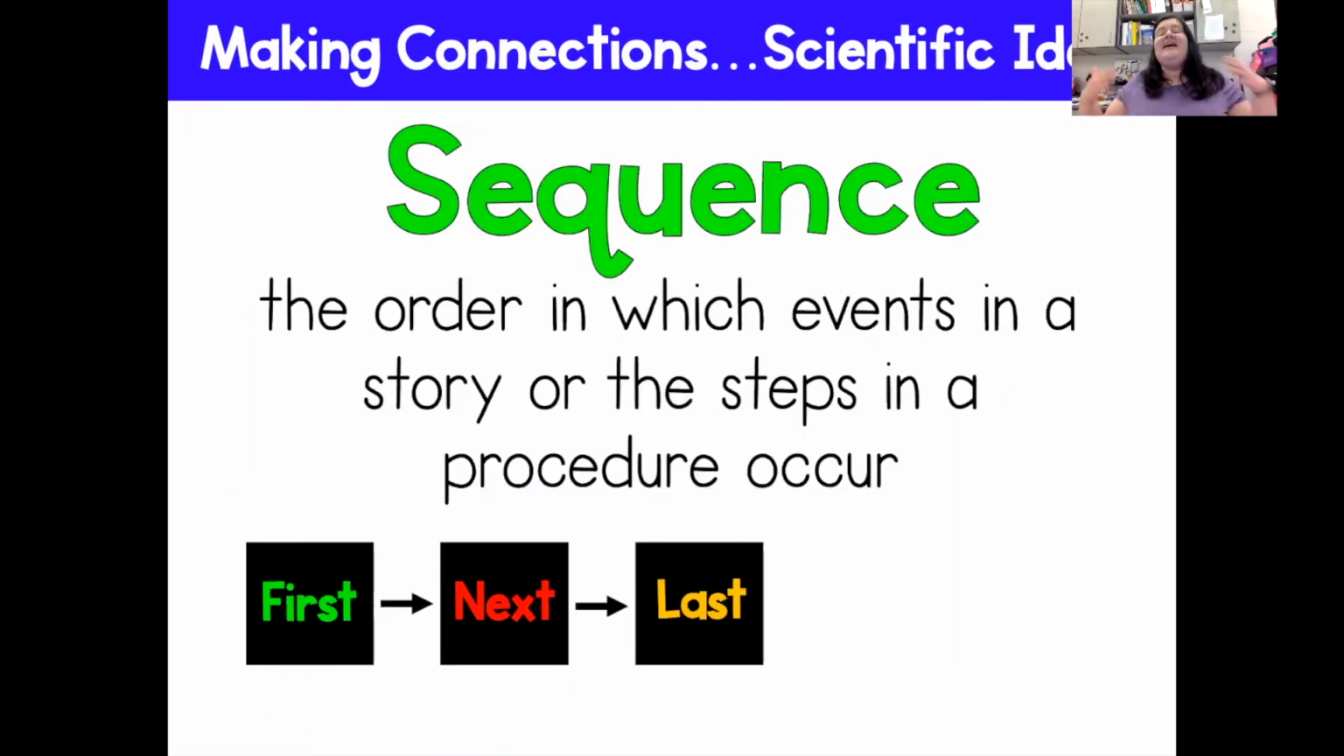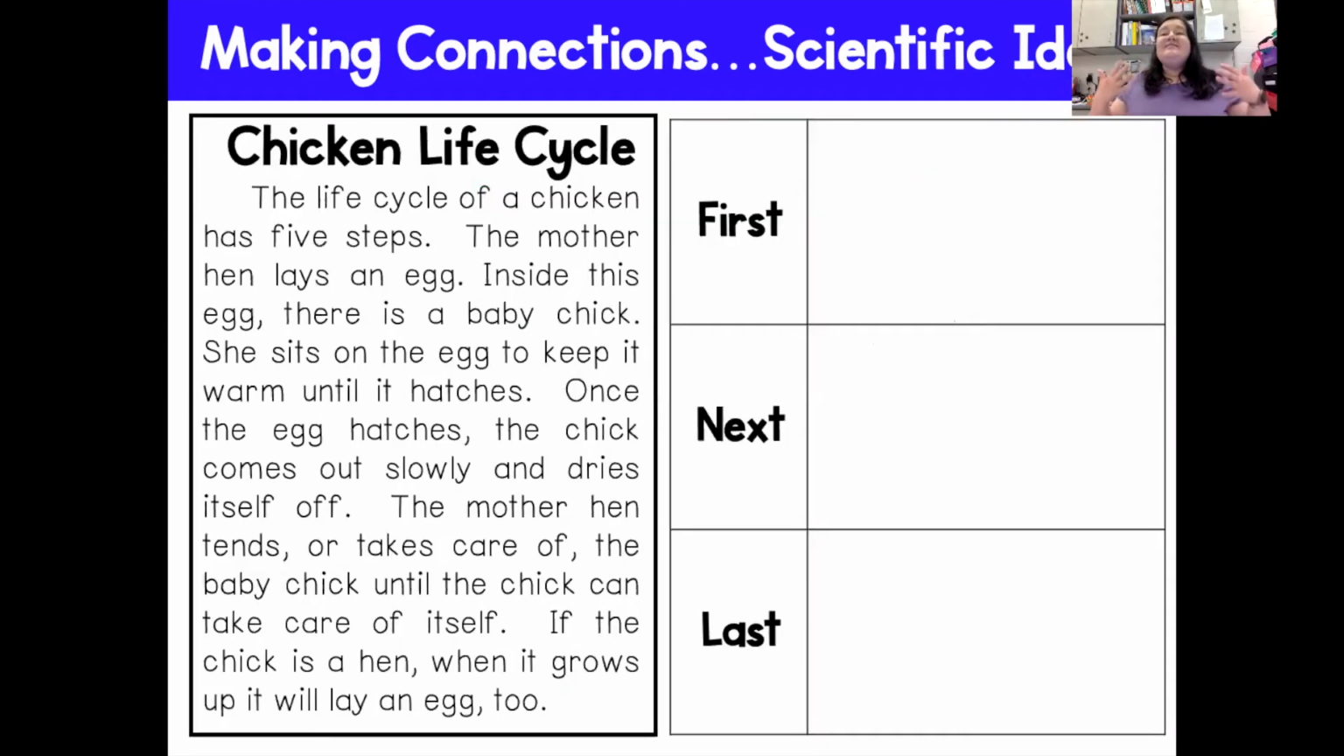Oftentimes a science text follows a sequence. Remember, the sequence is the order in which events in a story or steps in a procedure take place. So what happens first, next, and last. And speaking of that, one of the things that we study in early grades, K through 2, is life cycles. So today, we're going to be reading a text on the life cycle of a chicken. After I'm done reading this text, I am going to sequence what happens first, what happens next, and what happens last by using some of the key details from the story. So let's go ahead and get started.